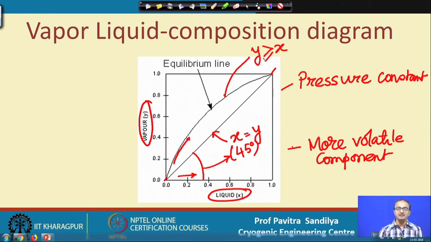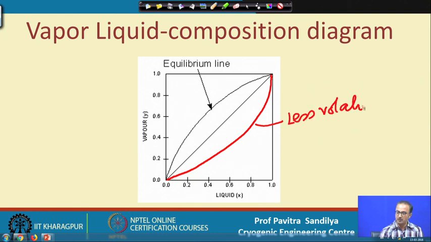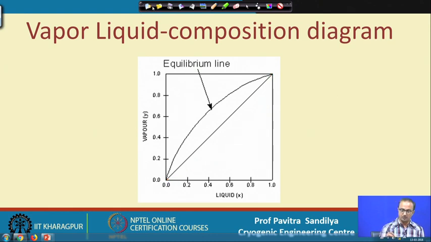It is not necessary that we have to represent this kind of diagram only in terms of the more volatile component. If somebody wants to put in terms of the less volatile component, then you can easily see that it will be looking like this. So, this is for the less volatile component. Conventionally we make all these diagrams in terms of the more volatile component.